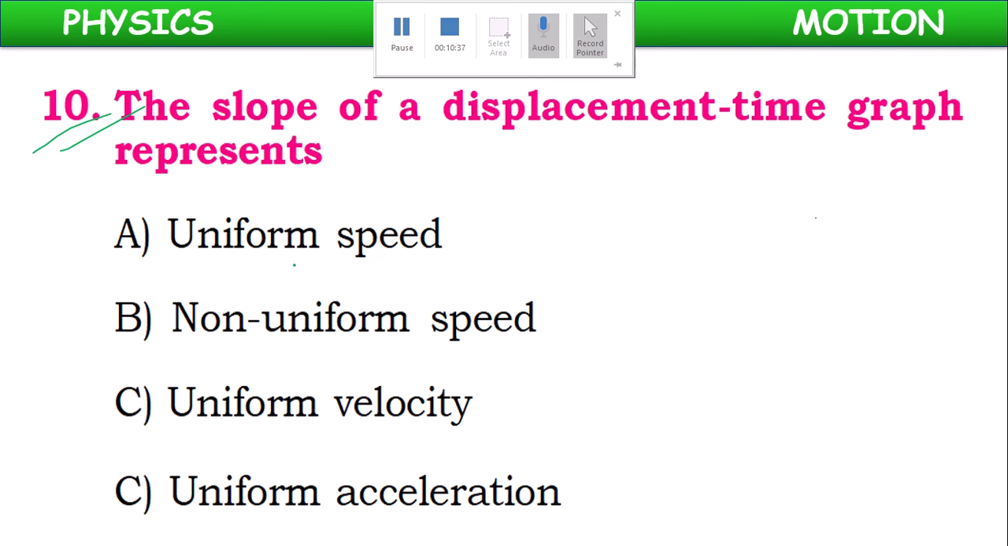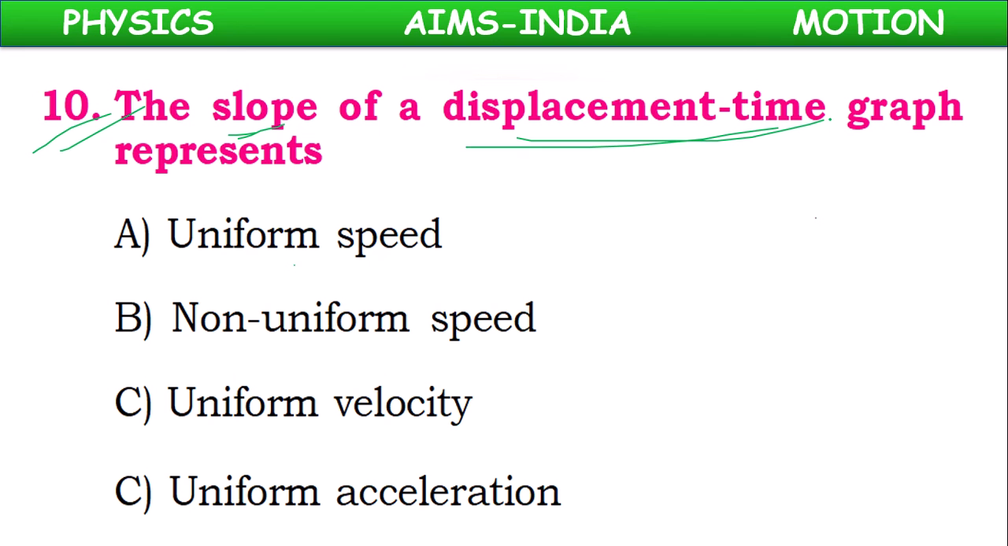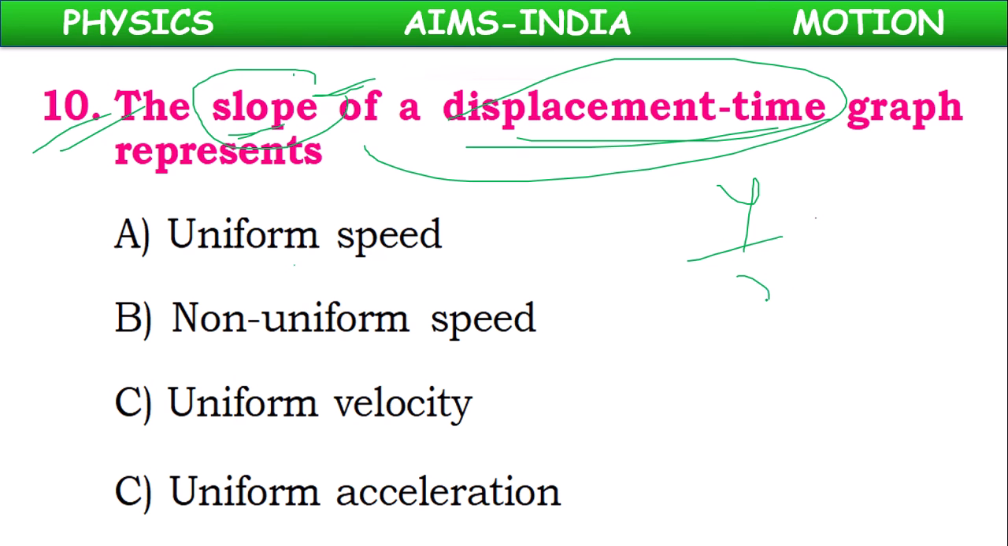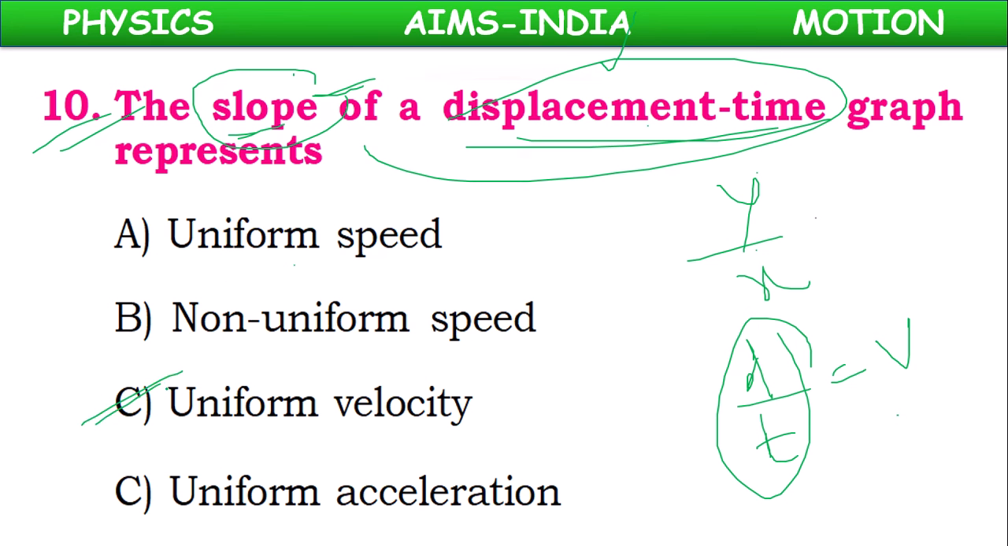Next one, 10th question. The slope of a displacement-time graph represents. Already I have told children, slope means measurement of y coordinate by measurement of x coordinate. Here the y coordinate is displacement, so measurement of displacement by measurement of time. Displacement by time is nothing but velocity. But here they have given uniform velocity. So the answer is uniform velocity. If there is no word uniform, if there is just velocity, that is also a correct answer.